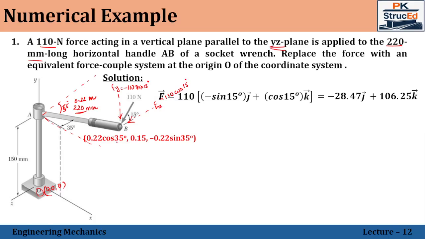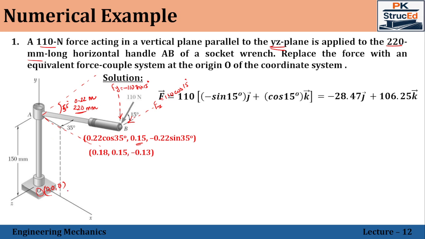So 0.22 cos 35 will be the positive side of the x-axis. 0.15 is the y which is lying above the origin, so positive. Whereas z, it is lying behind the positive side of the z-axis. That's why minus 0.22 sine 35. So solving this one, the coordinates of the point B will be 0.18, 0.15, minus 0.13.